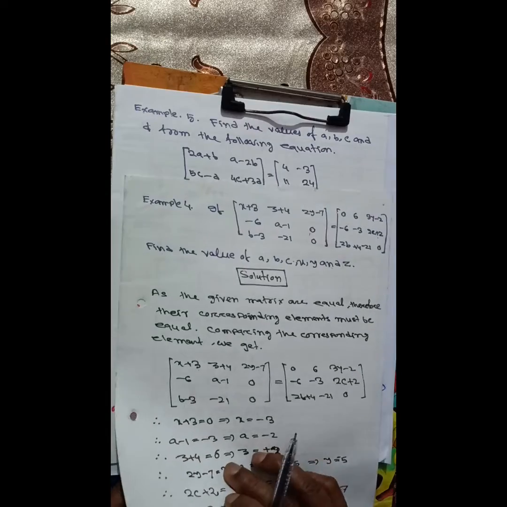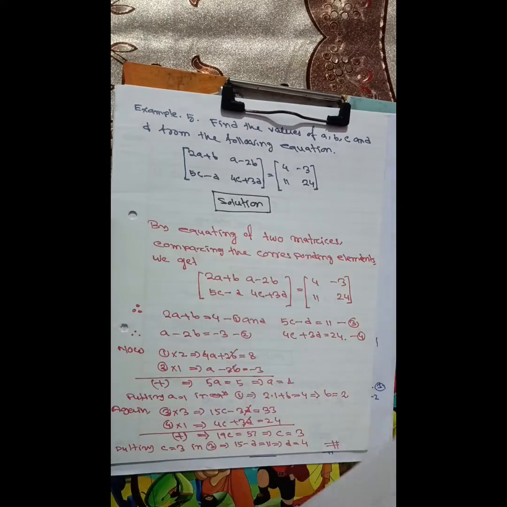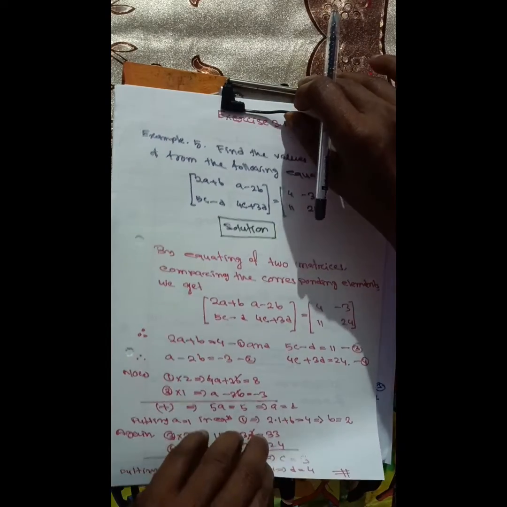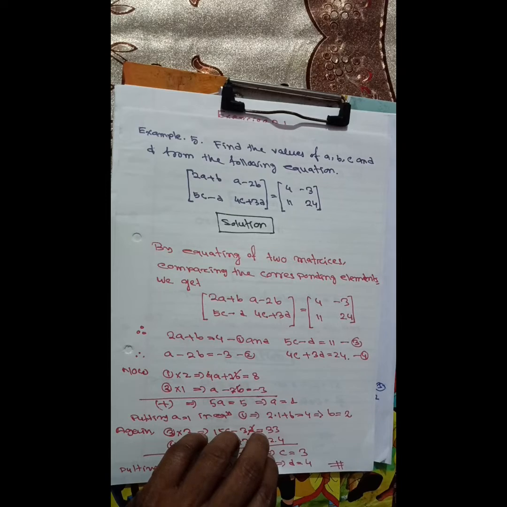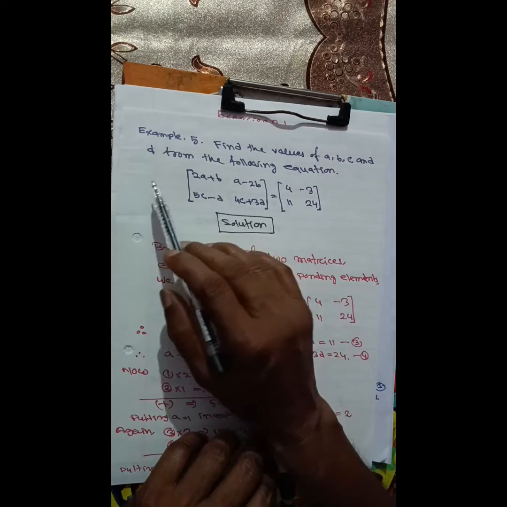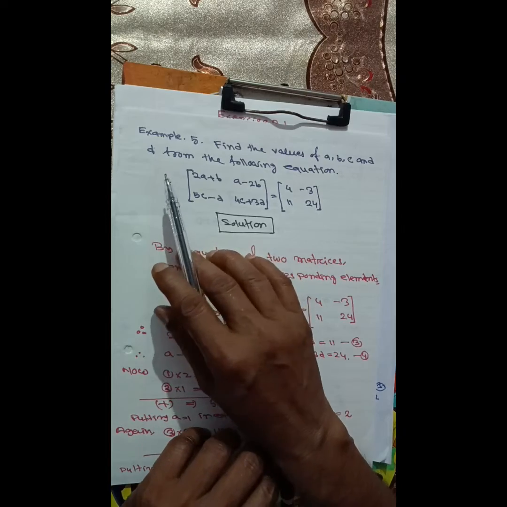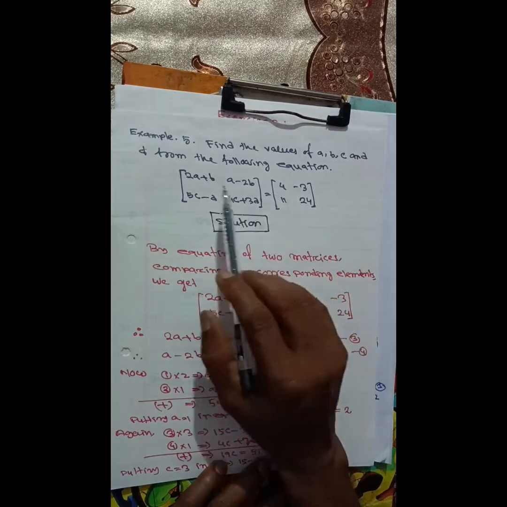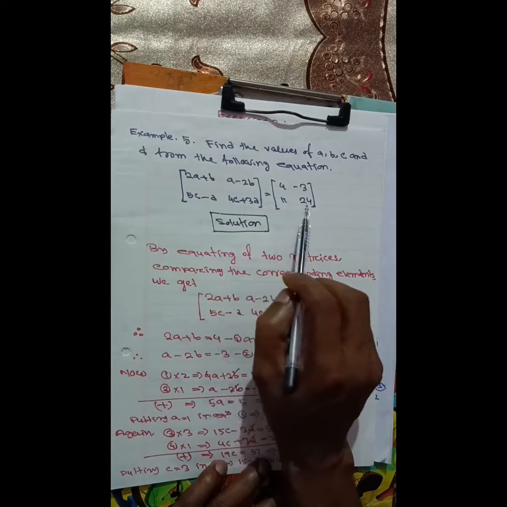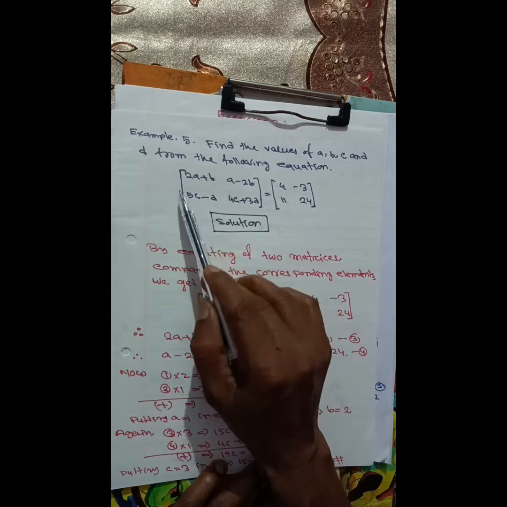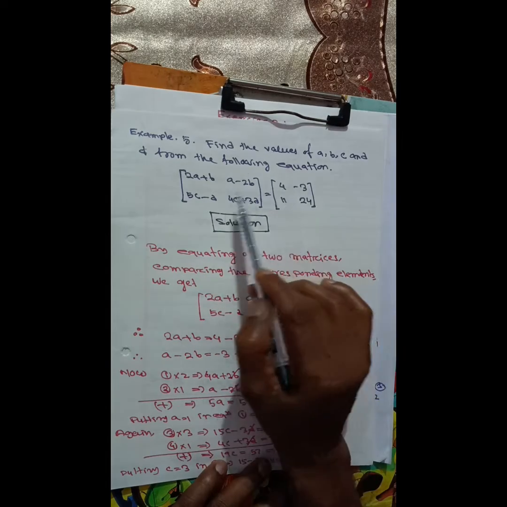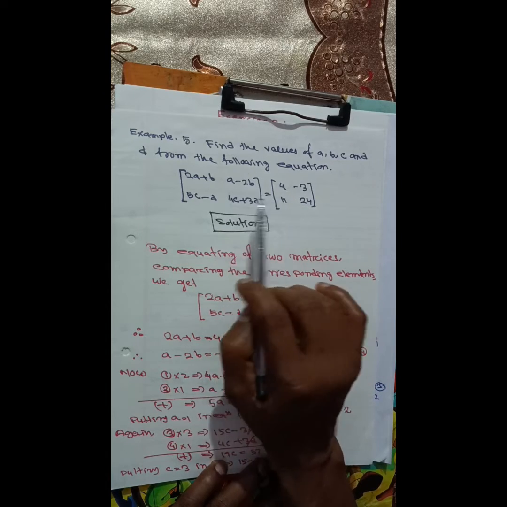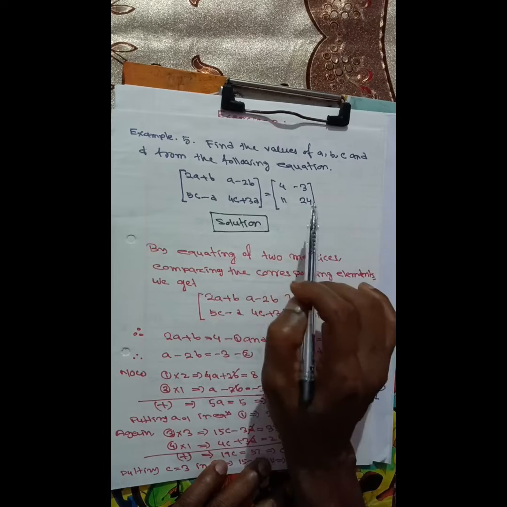Now we are going to discuss example number 5. In example number 5, we are asked to find the values of a, b, c and d from the following equation. The equation is given such that two matrices are equal. Both are square matrices of order 2. Given both matrices are equal, the corresponding elements are equal.